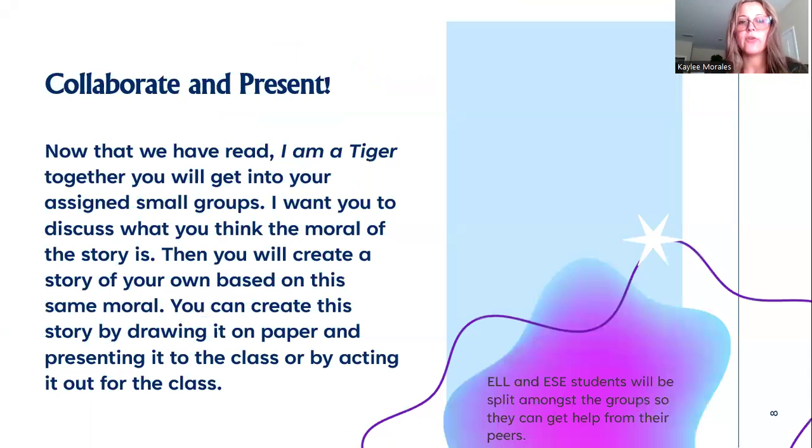All right, so now that we've read I Am a Tiger, I want you guys to go ahead and get into your small groups. You're going to discuss what you think the moral of the story is. Then, as a group, you're going to create a story of your own using the same moral that is in I Am a Tiger.